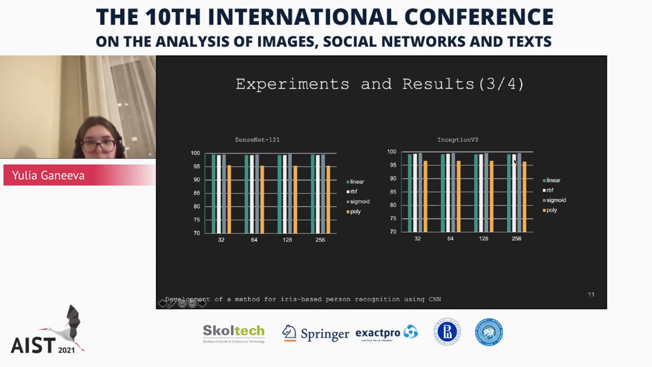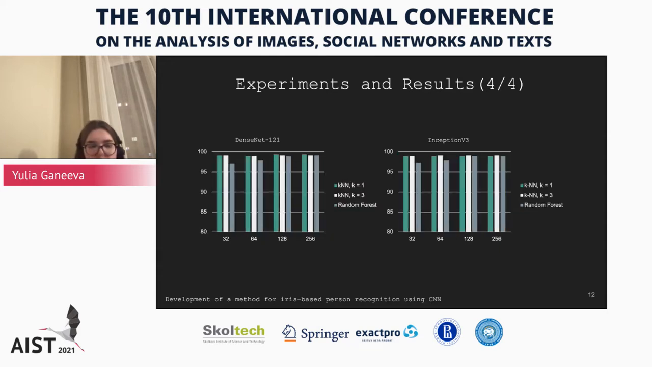The final feature extraction technique was a pre-trained convolutional neural network of the DenseNet architecture. Normalization was performed by cropping and scaling, and the other steps were similar to those with Inception V3. The results for neural network based feature systems and SVM algorithms we can see on this slide. And this slide contains the results for the neural network based approach, feature systems and KNN and random forest algorithms for classification.